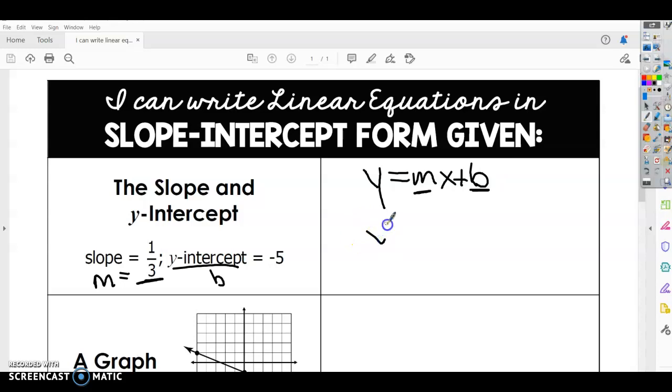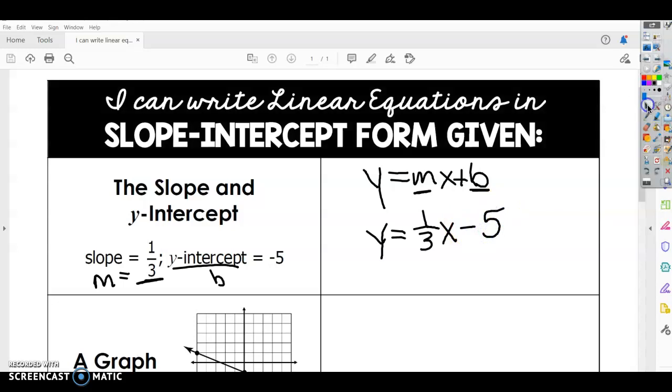So we're going to say y equals, our slope in this case is 1/3, times x plus -5, or plus a -5 is the same as -5. You can write it as plus negative or just -5.